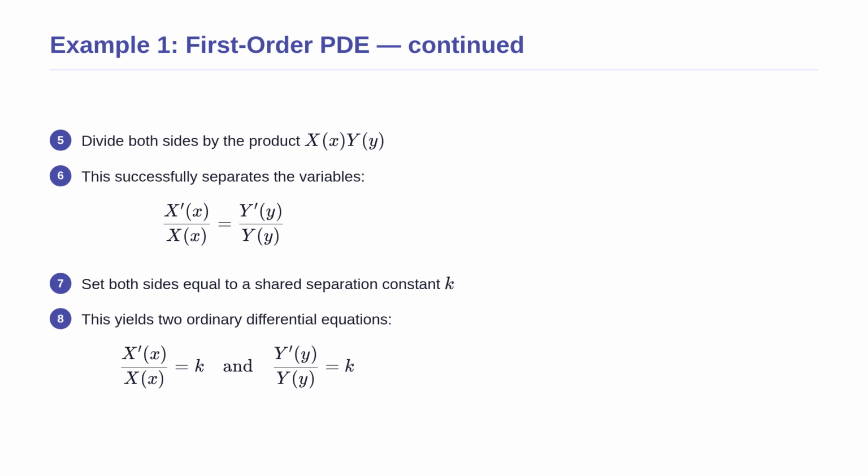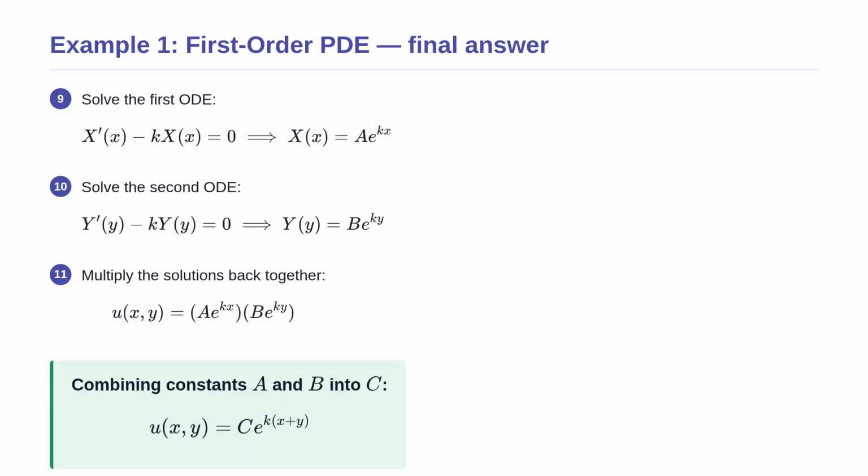We define this shared number as our separation constant k. This gives us two separate simple ordinary differential equations to solve in our next step. For our final steps, we solve each ordinary differential equation using standard calculus. The solution to this specific type of equation is an exponential function.